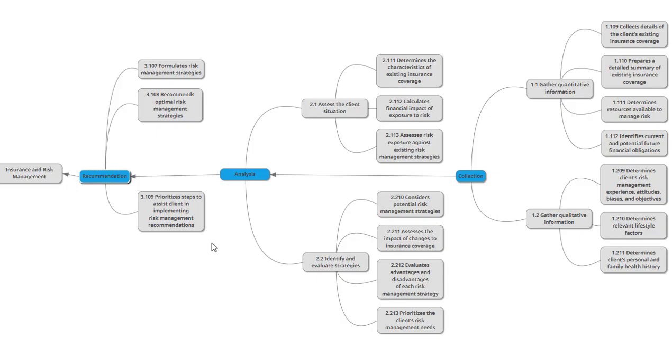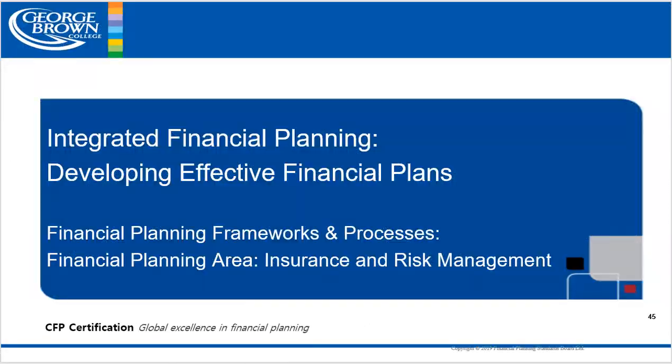And that is the conclusion for this video that was looking at the financial planning area of insurance and risk management and looking at the framework and processes, framework being the competency profile, process, data collection, analysis, and ultimately recommendations that are going into an integrated financial plan. And that's what this series is all about, the different areas that get integrated into a financial plan.